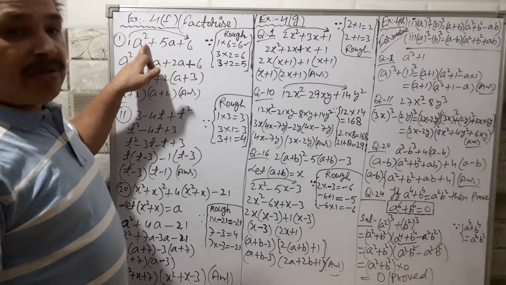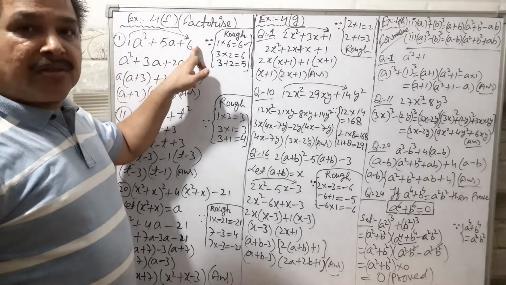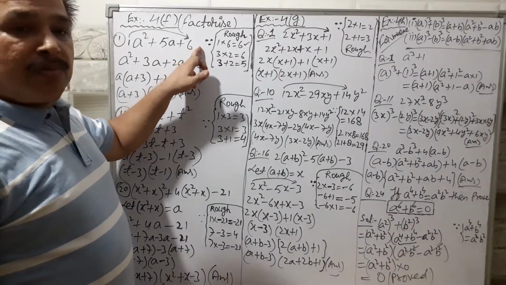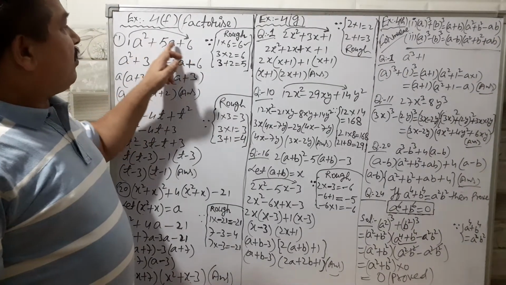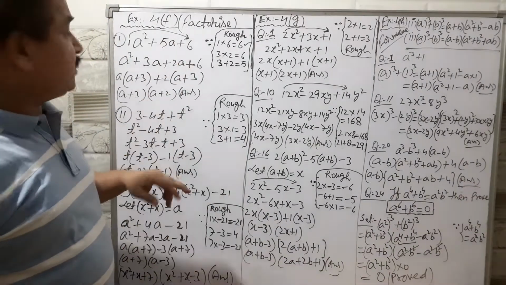The variable part. A is a variable here. A to the power 2, a to the power 1. Now here a to the power 0, and a to the power 0 means 1. Powers are in descending order. Now the question is in proper form. Now we can solve it.